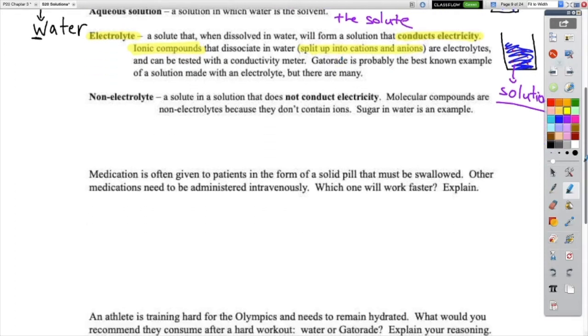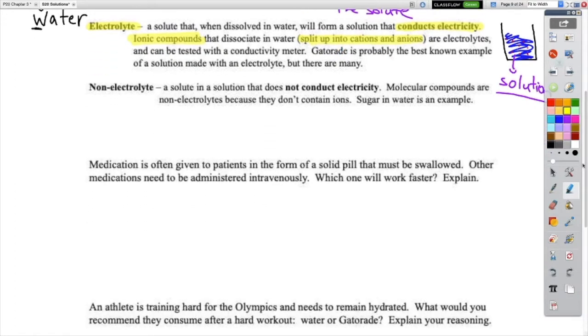A non-electrolyte, like the name suggests, is a solute that, when you dissolve it, doesn't conduct electricity. So same thing, we take a solute and dissolve it in a solvent, whether it's water or not, doesn't matter. And when we do that, it does not conduct electricity. Hence the name non-electrolyte. Molecular compounds are almost always non-electrolytes because they don't contain ions.